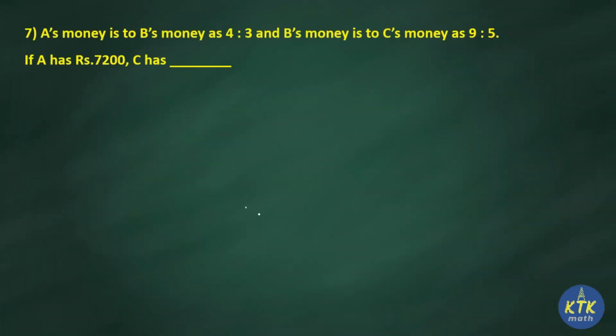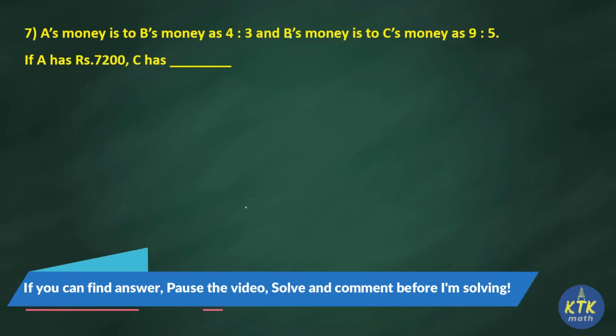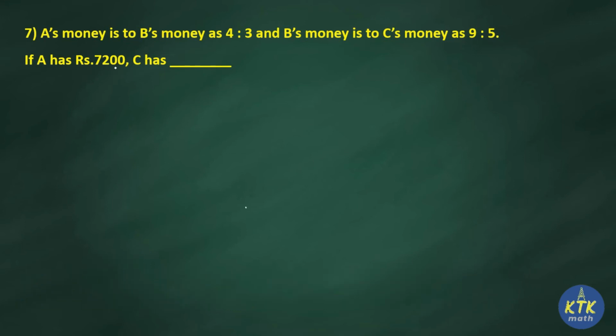Question number 7. A's money is to B's money as 4 is to 3, and B's money is to C's money as 9 is to 5. If A has rupees 7200, C has. It's a very interesting question. So these kind of questions may appear in your competitive exams. So they are given 3 different alphabets. Okay, so A, B, C only. You can consider it as a person also.